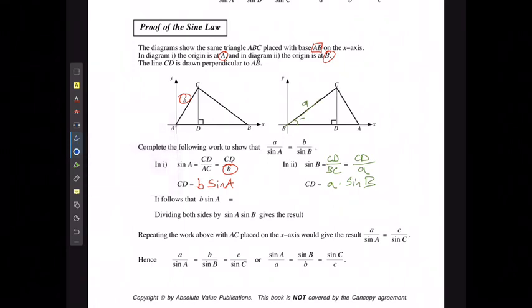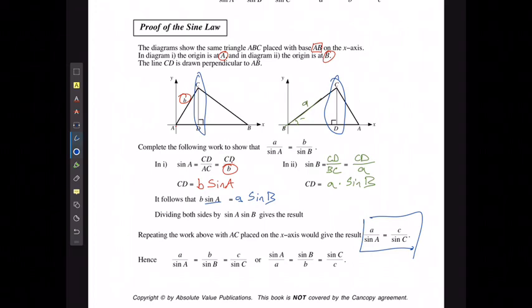So if b times sine A, which will give me the length of CD, is equal to a times sine B, which is also the length of CD, then the two things have to be equivalent to each other. b times sine A has to be the same as a times sine B. If we divide both sides by sine A and sine B, then we get the first pattern. And because the pattern fits for two of the sides, it would work for any two sides that you pick.